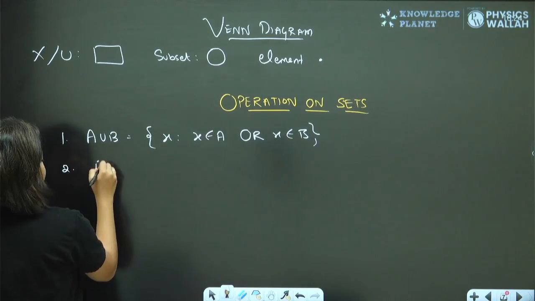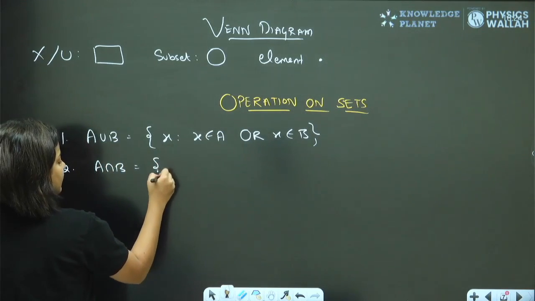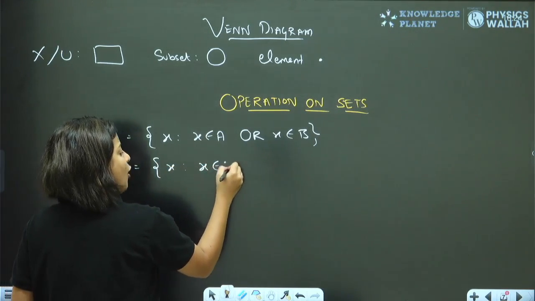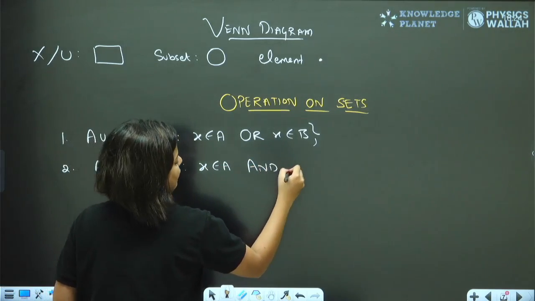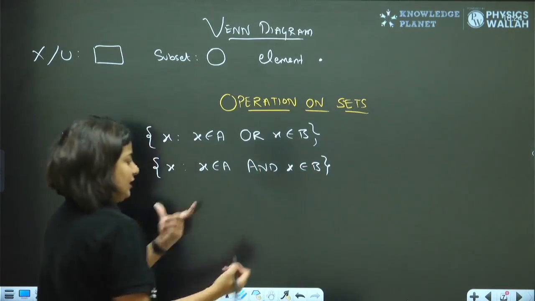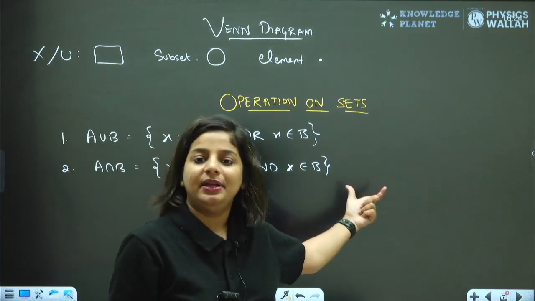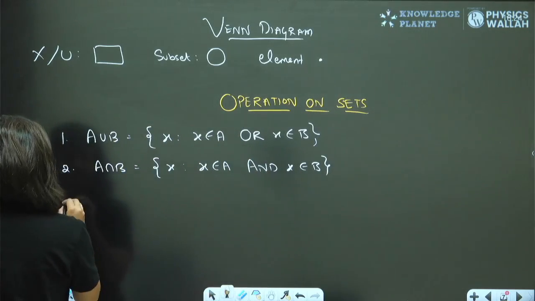Second, A intersection B: all x where x belongs to A and x also belongs to B. So all the elements which are common between A and B will be called the intersection.